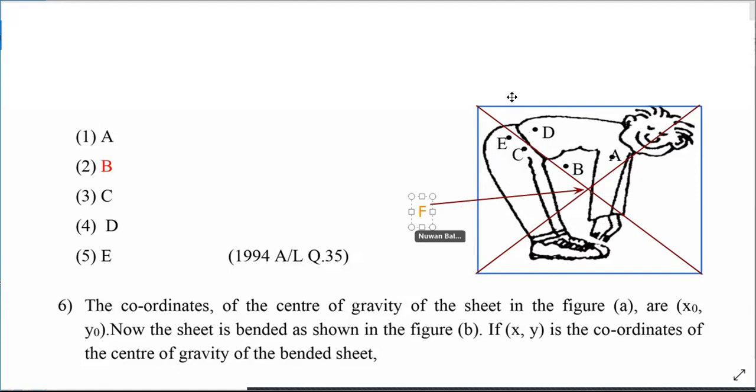You see, the legs and body have heavy mass, right? So these sections have heavy mass. This part of the body has heavy mass. Therefore, center of gravity should be closer to that part of the body. Clear? Where more mass is available, center of gravity should be closer to the more mass section. So this section has more mass. Therefore, center of gravity will not be at the point F, but it will be at the point B. This is the easiest method.